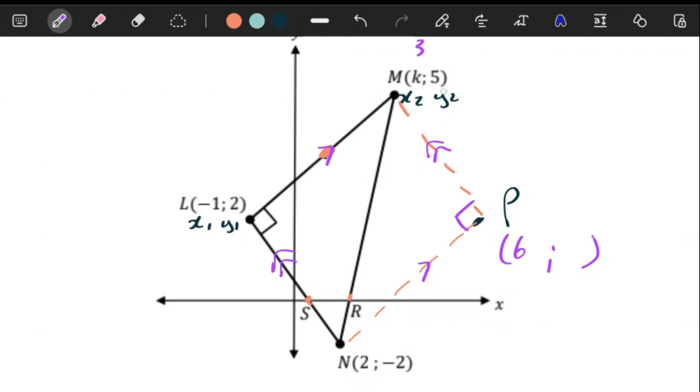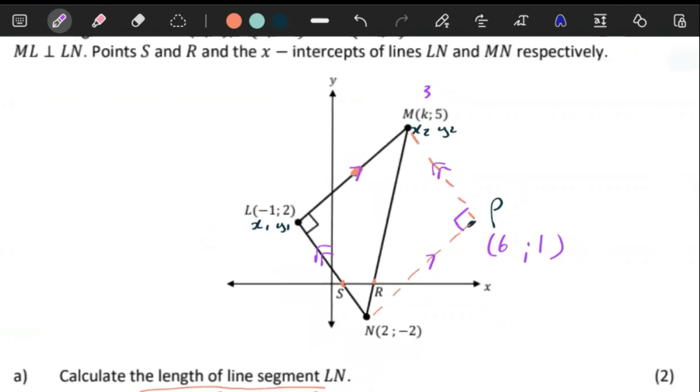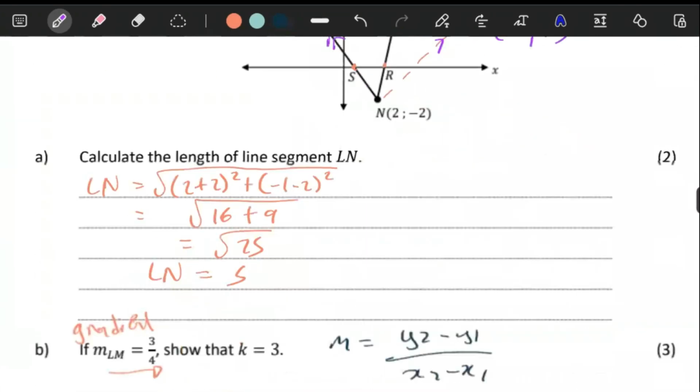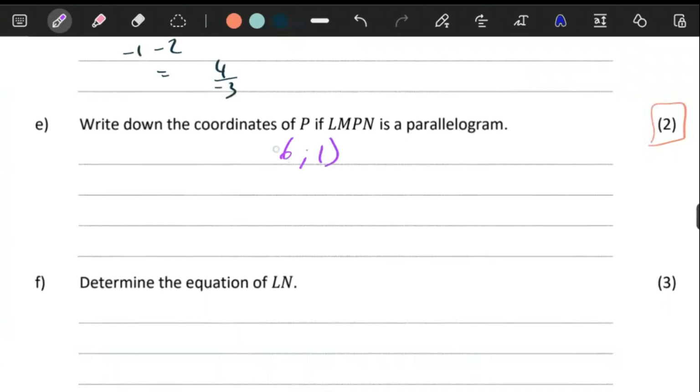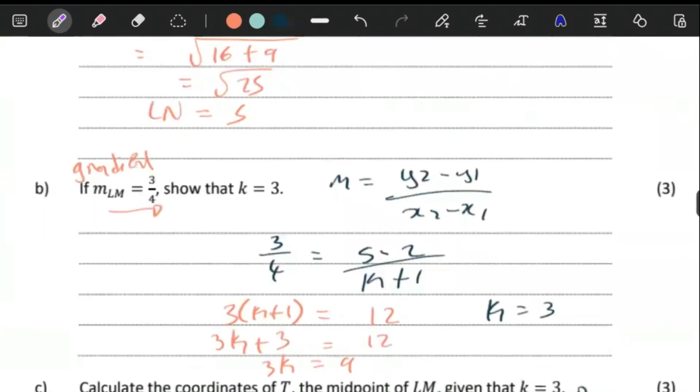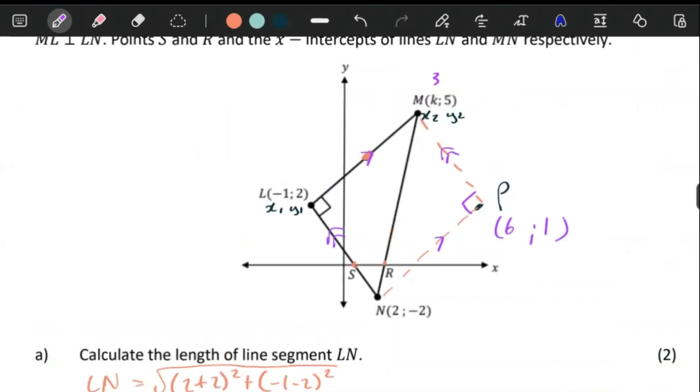Once we have that, you can now compare the y values between these two also. You see, from positive 2 to -2, that's going to go down 4 units. So from 5 going down 4 units, it's going to give you 1. So the coordinate there is just 6 and 1. You see, so that's that for that question. Nothing crazy, nothing major. So let's put your 6 and 1, because they said LMPN. So it's like, where's LM and then PN.